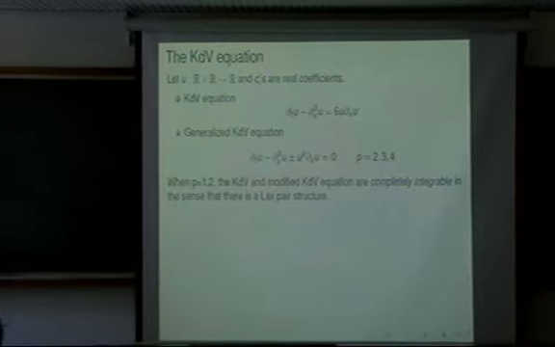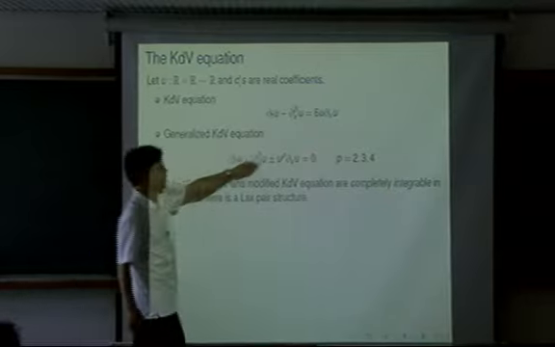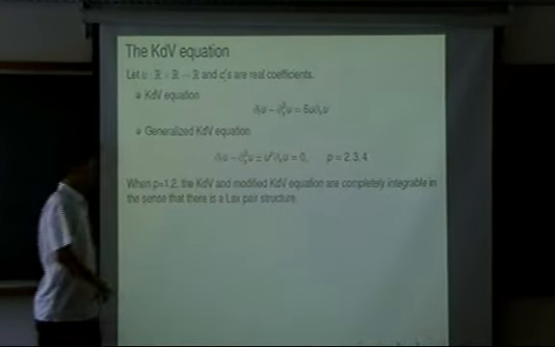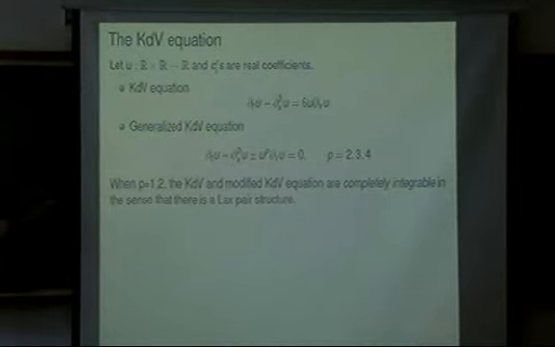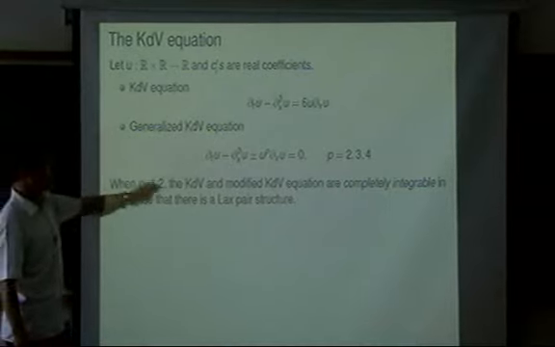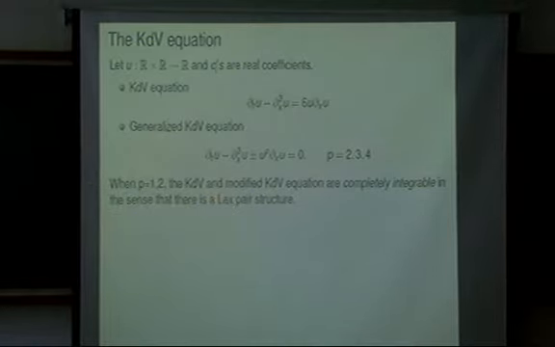The original KdV equation is a third-order equation with the linear terms, a quadratic nonlinear term with a derivative, and we can generalize the KdV equation by changing each nonlinear term to a higher degree power. But it is known that when p is 1, it is the KdV, and when p is 2, it is called the modified KdV equation.